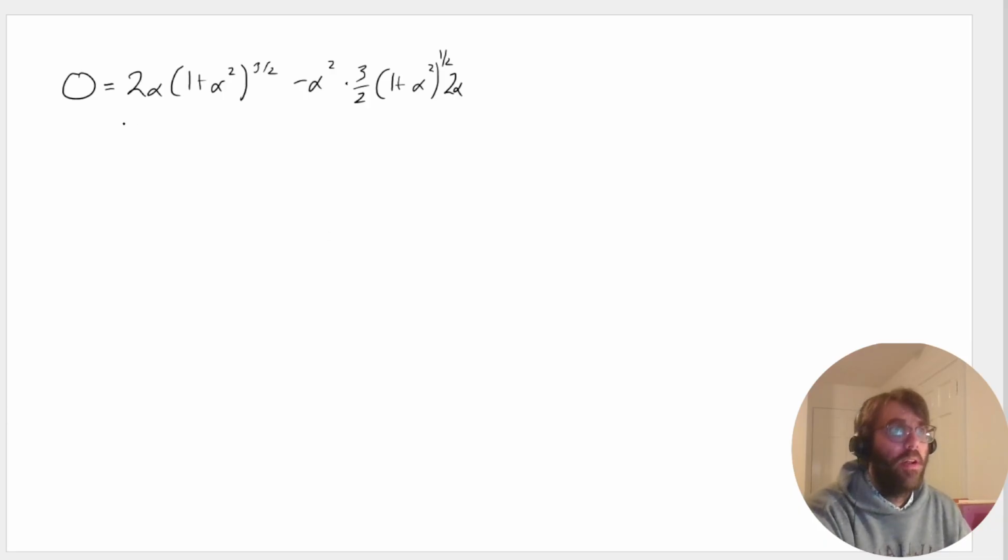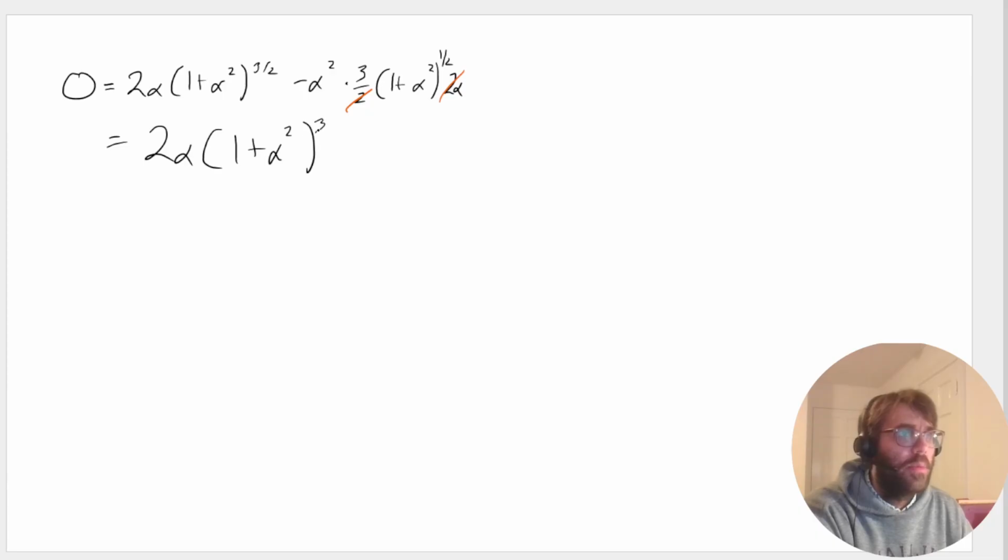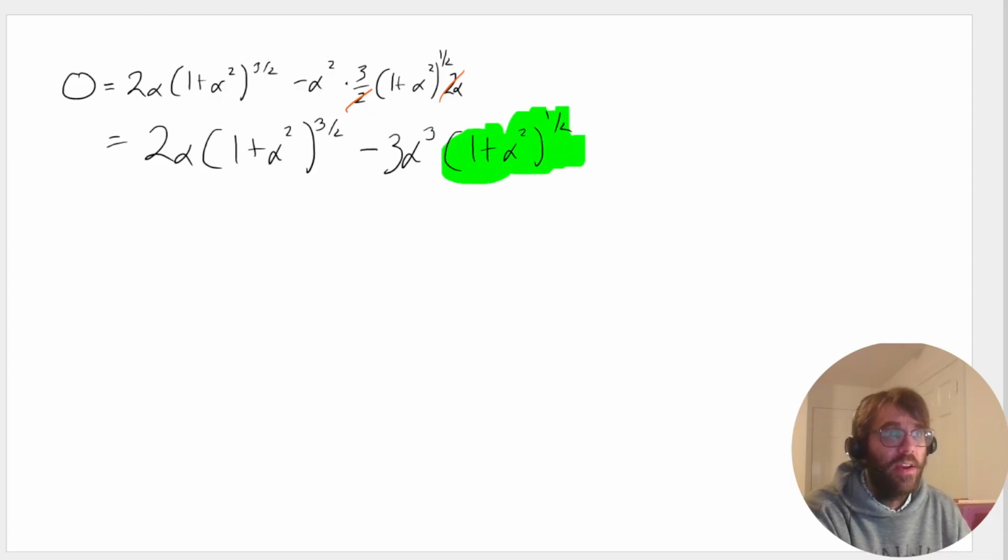There are a bunch of ways that you can go about it from here. Technically, probably the most accurate way is to factor out a GCF here. For sure, we should cancel a couple of 2's out of this. And so you can get 2 alpha, 1 plus alpha squared to the 3 halves, minus 3 alpha cubed, 1 plus alpha squared to the 1 half. And this 1 plus alpha squared to the 1 half is actually the GCF here. There's also an extra alpha you can factor out if you want.